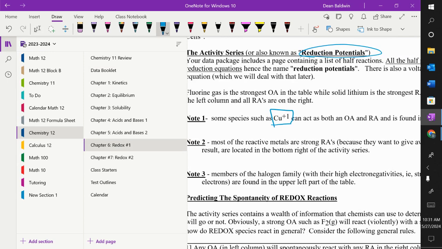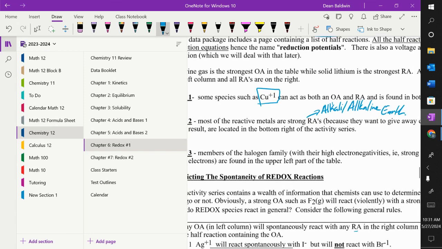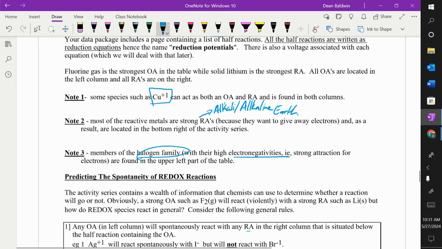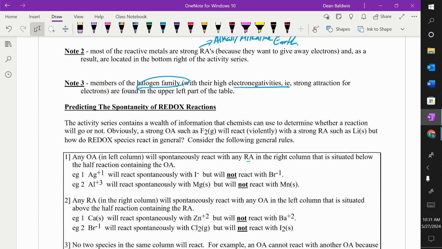I talked about this. The reactive metals are strong reducing agents. Those are the alkali metals and the alkaline earth metals. And then the halogens, because of their electronegativities, want electrons, so they want to oxidize things. They're the strongest oxidizing agents. So what does this table allow us to do? It allows us to predict whether a reaction will be spontaneous or not.